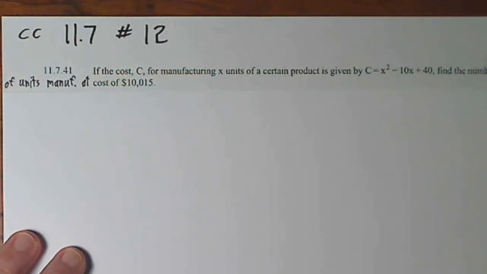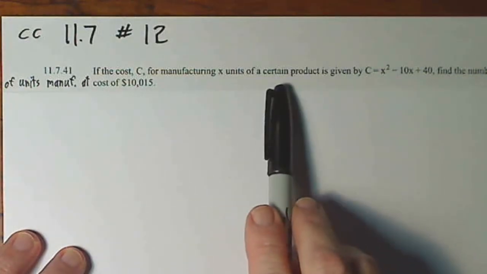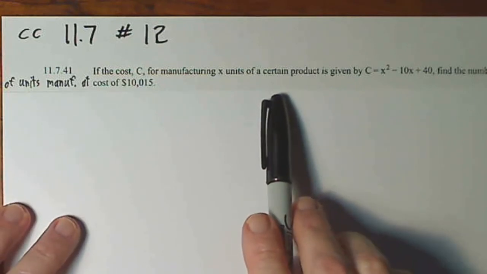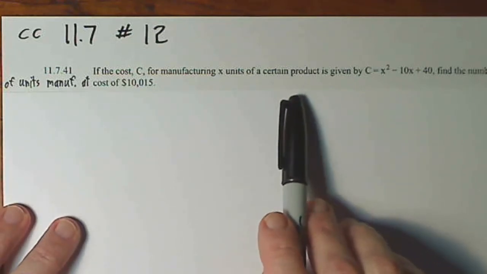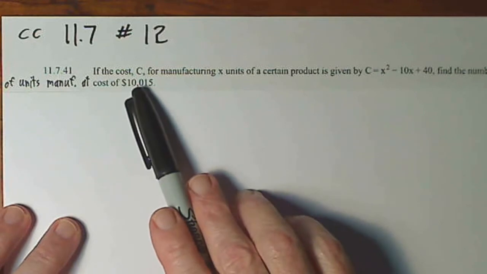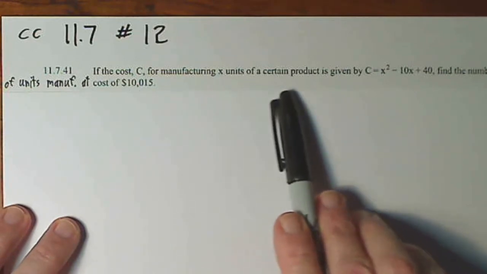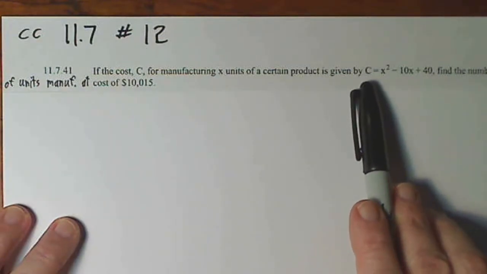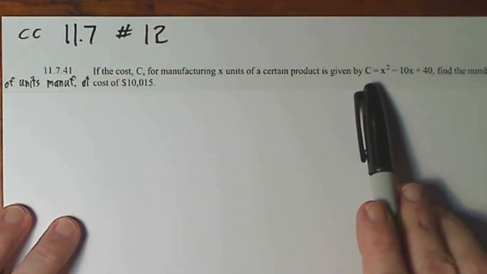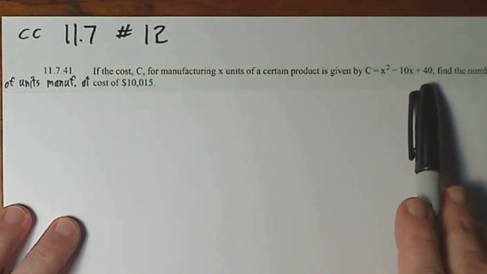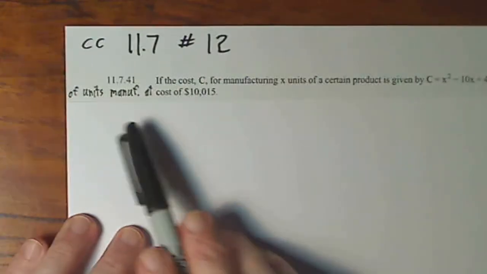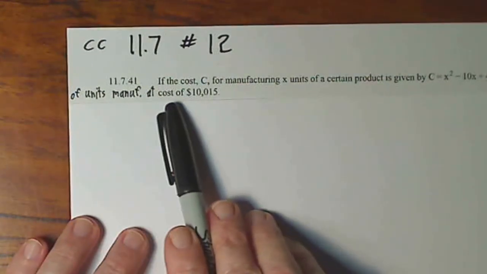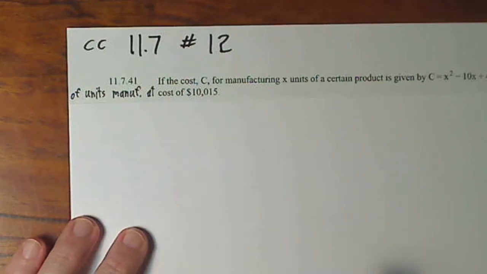To solve this word problem, I know the printing's rather small for you to be able to read, so I'll say it and rewrite what we need. If the cost C for manufacturing x units of a certain product is given by this equation, C equals x squared minus 10x plus 40, find the number of units manufactured at a cost of $10,015.